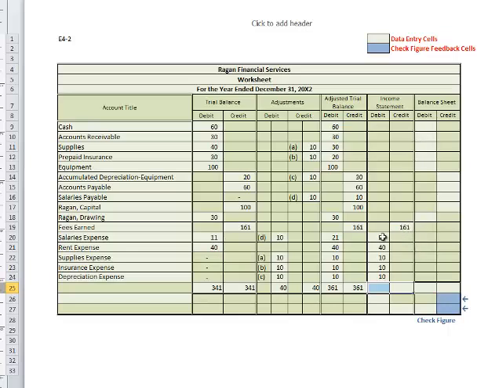So if you know the accounts that belong on the income statement, then you know everything else goes over to the balance sheet. So cash, accounts receivable, prepaid insurance, equipment, let's see, 60, that's 40. 20, and the equipment's 100.